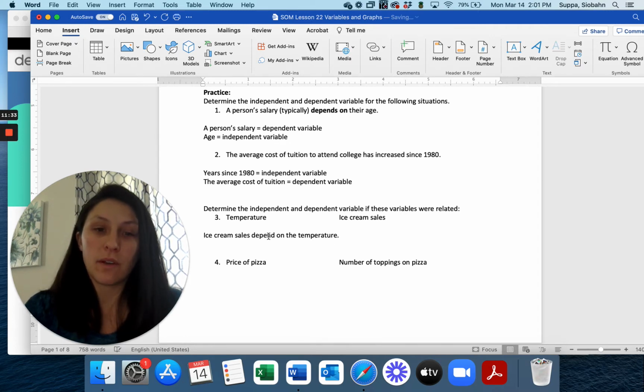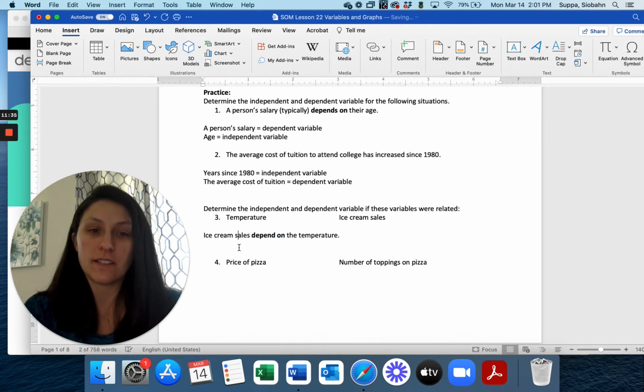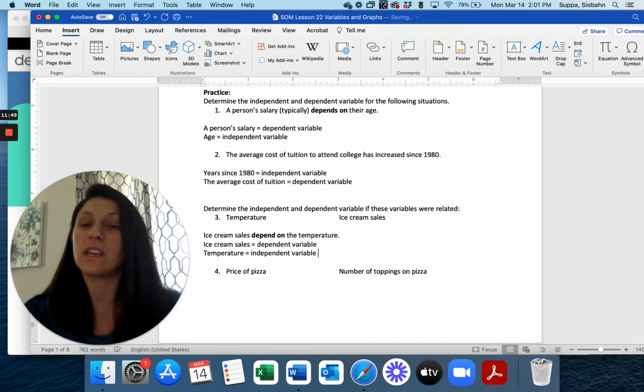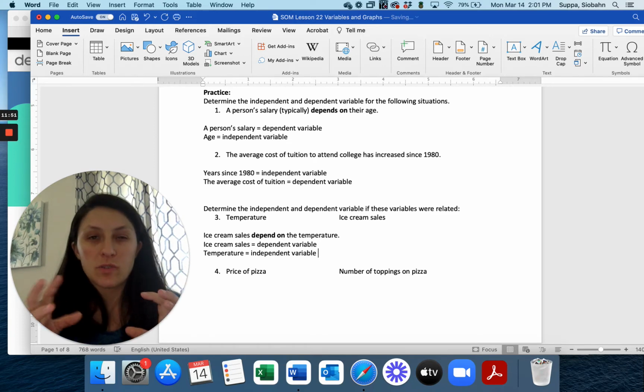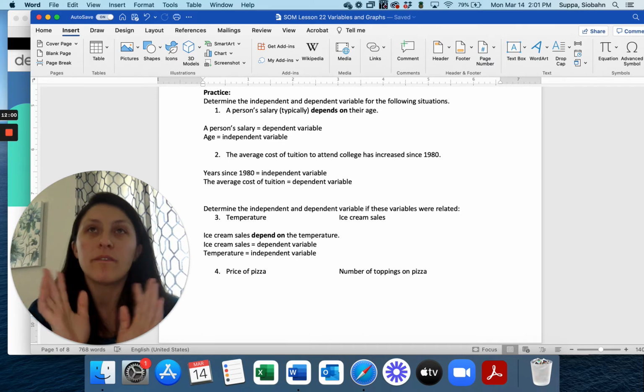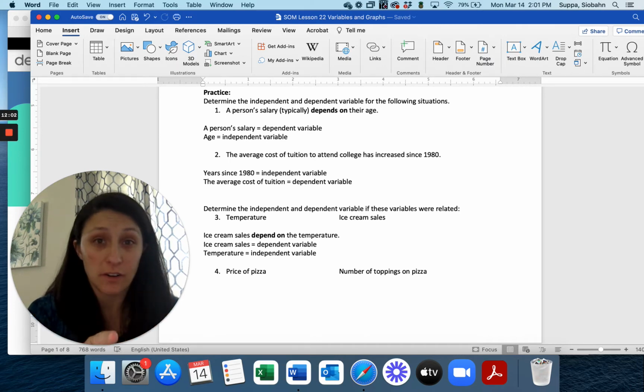So because of the way we just said this, there's your phrase. If ice cream sales depend on something else, then ice cream sales are the dependent variable, and the temperature outside is the independent variable. Again, another way to think about it is that the temperature is sort of out of your control. It's not influenced by other variables to a certain extent. It's not influenced by variables you're interested in studying. That's a good way of saying that.